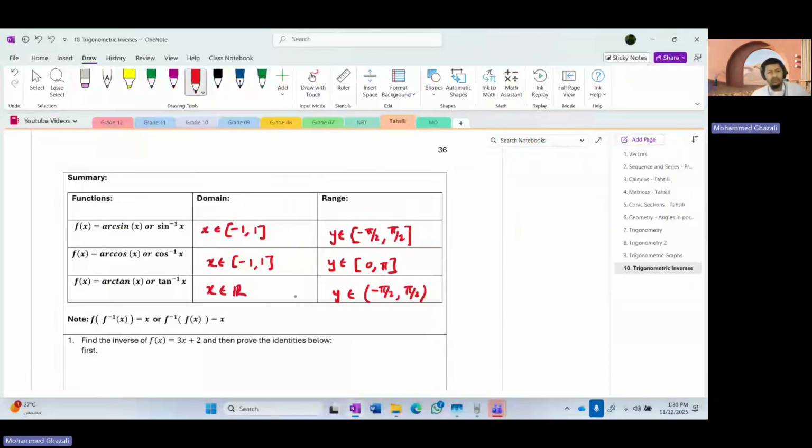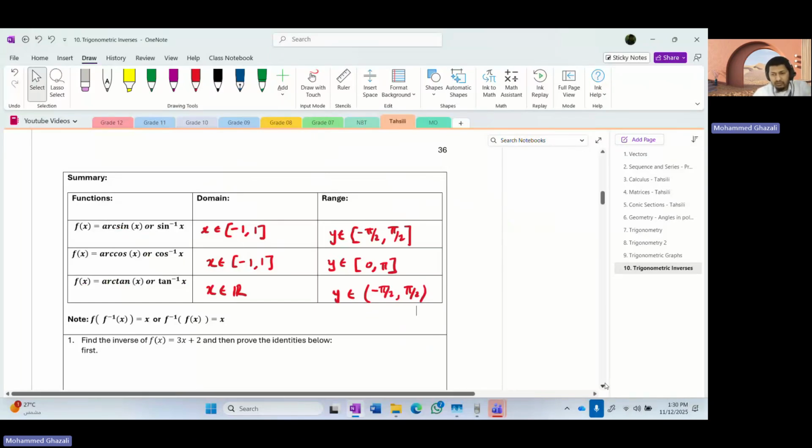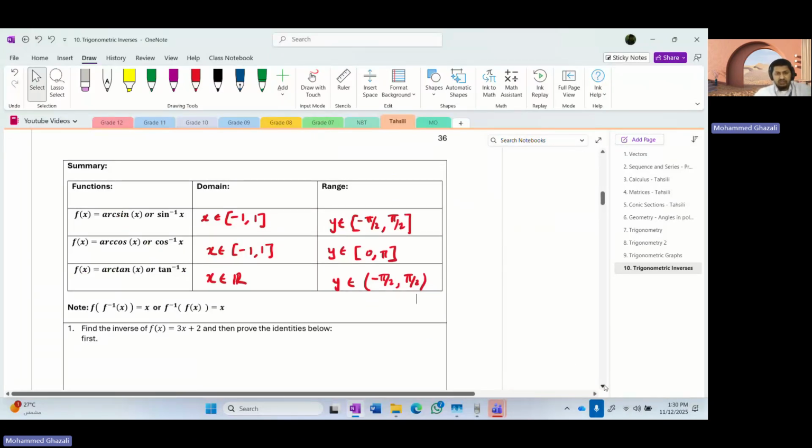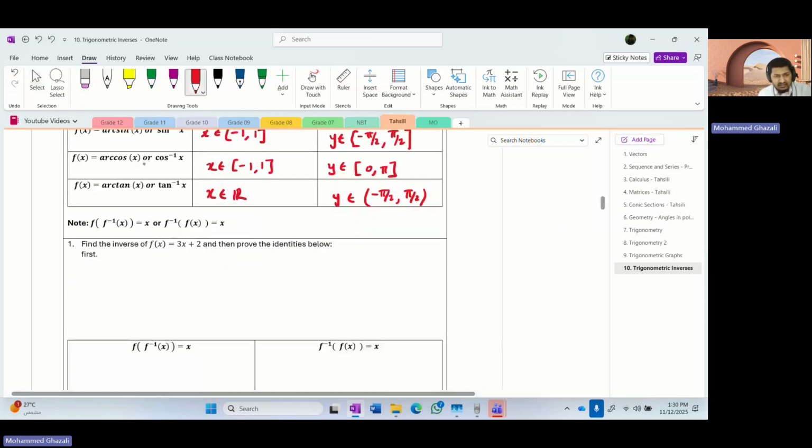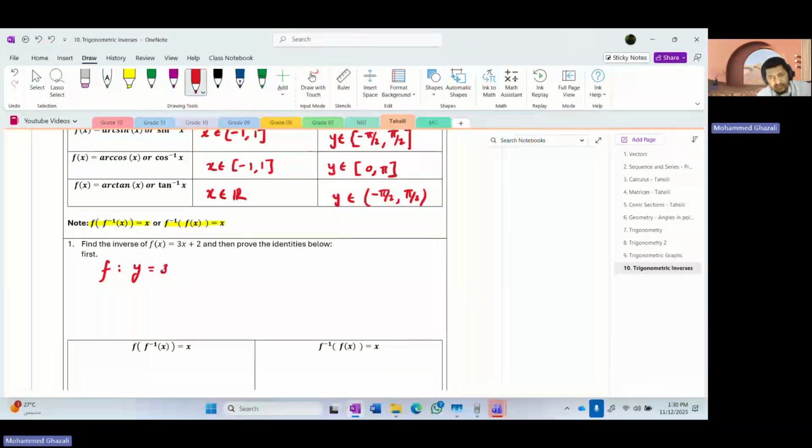Now, this is very important for problem solving. Note, we have very important formulas for inverse functions. f of f inverse x is always equal to x, or f inverse f of x also equals x. So let's prove it by means of examples. Find the inverse of f. So how do we find the inverse of f? We say f is a function, y equals 3x plus 2. To find the inverse, we need to switch the x and the y.